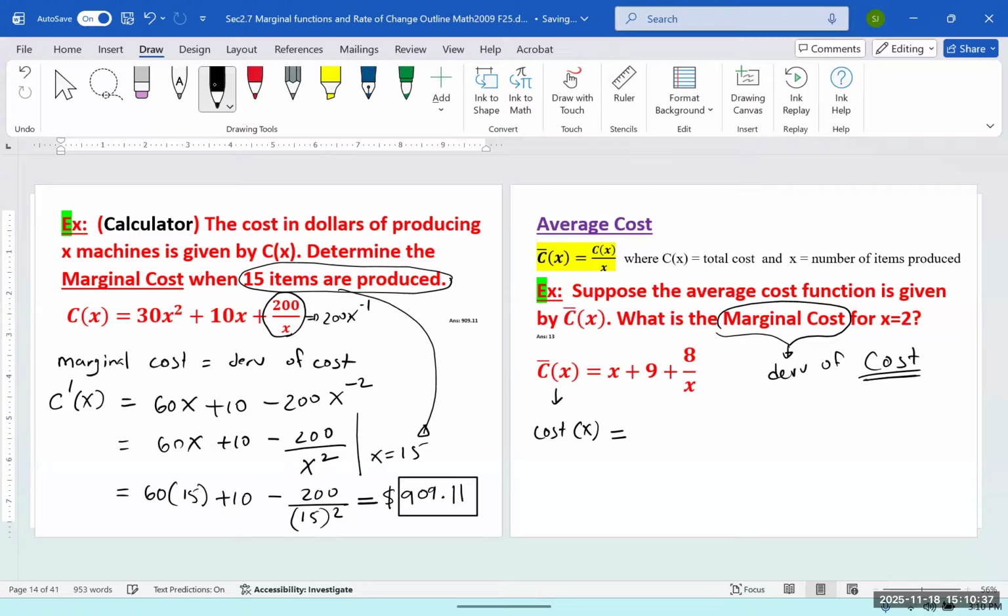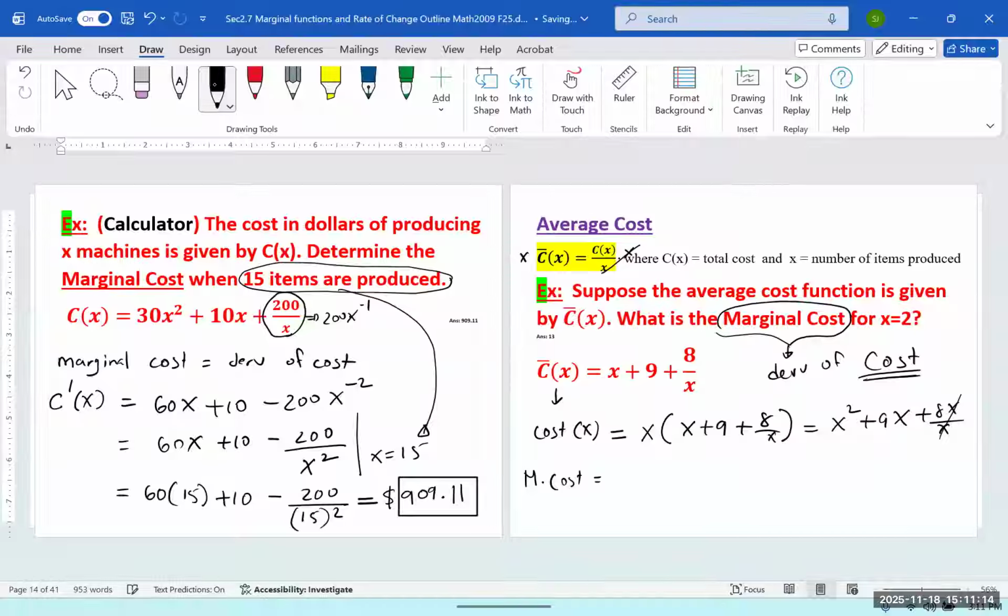So total cost, if you want to find, you have to multiply both sides by x. So they cancel out. The total cost is x times the average cost. So x times this cost, which is given, which is x squared plus 9x plus 8x over x, but they cancel out. So it's 8. And now we can find the marginal cost.